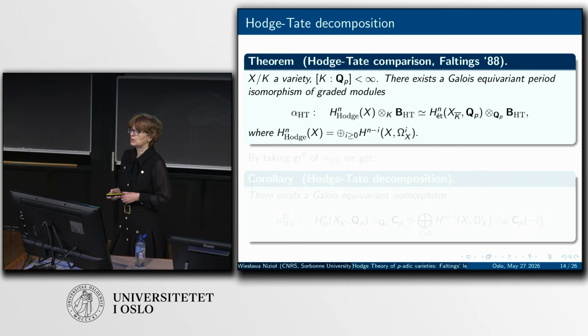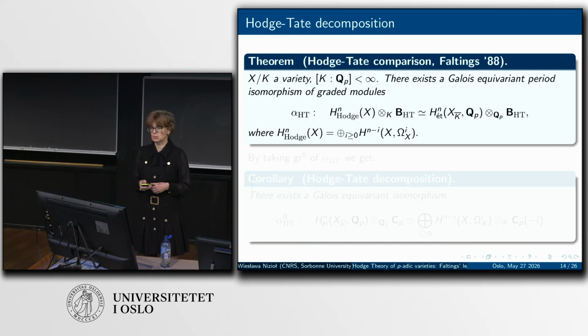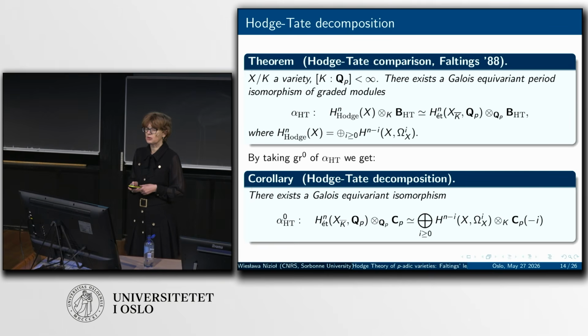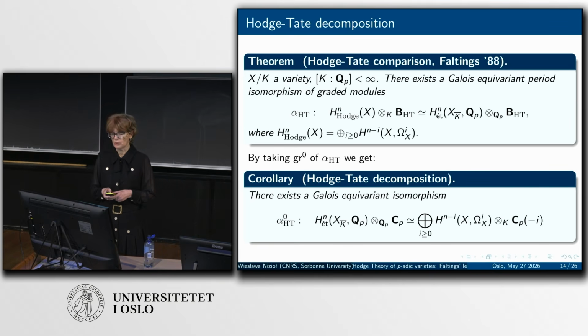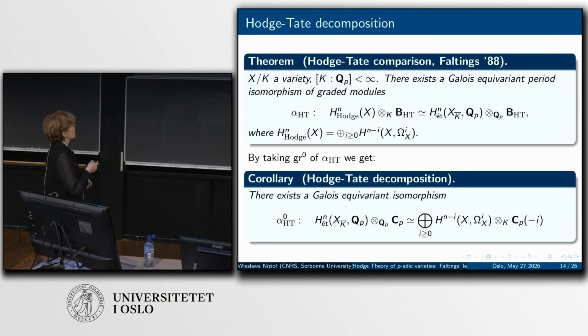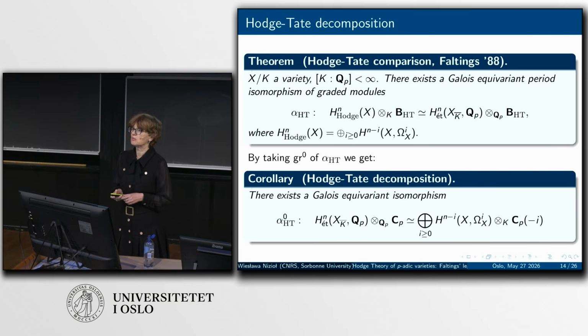And around 1988, Faltings proved a big theorem: if you start with a variety, I restricted here k to finite extensions of Q_p, there exists a Galois equivariant period isomorphism between étale cohomology twisted by this period ring B_HT, and not de Rham cohomology as we wanted, but its graded form, which is the Hodge cohomology, the direct sum of Hodge groups. And now, if we take graded 0 of this graded isomorphism, we actually get what we call the Hodge-Tate decomposition. So you get a Galois equivariant isomorphism between étale cohomology and Hodge cohomology, where notice that étale cohomology has to be twisted by C_p, and also all the Hodge groups here are twisted by some cyclotomic characters. Okay, so we got something, not quite what we wanted.